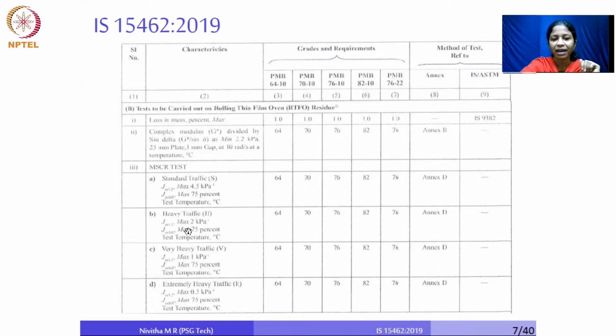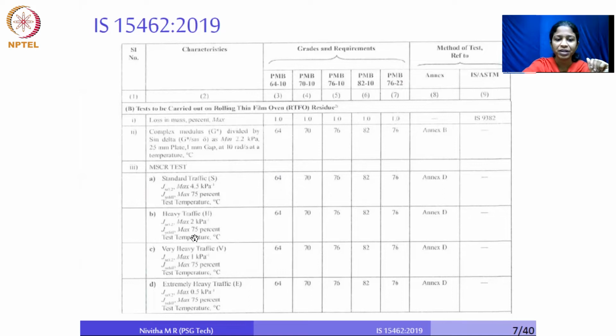So now if I have a particular binder, let's say PMB 64-10 binder, which I have to use for a heavy traffic condition, in that case, I do an MSCR test. I determine what the JNR 3.2 and JNR difference values are. So this JNR 3.2 should be a maximum of 2 only. You can see here we have allowed it to go up to 4.5, whereas here we limit it to 2. Basically, this JNR value tells you the proportion of the unrecovered strain. At higher stress levels, we want to minimize this value.